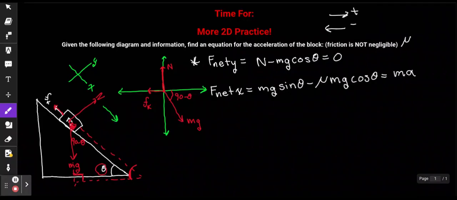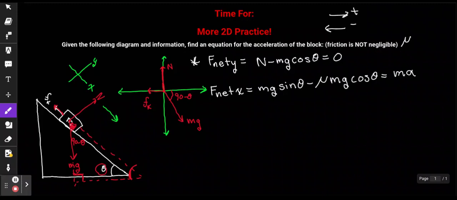Okay, so now we have our F net x and F net y equations. The purpose of our F net y equation was essentially to help us find the normal force. And the purpose of our F net x equation is to help us find the quantity that we're looking for. And this is the acceleration.